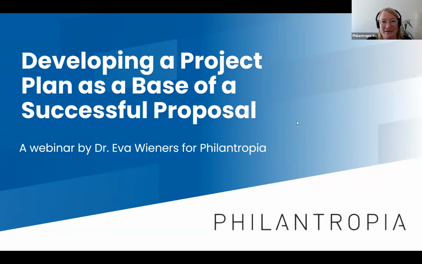My name, again, is Eva Wieners. I'm from Germany. I used to live and work in Nepal from 2012 to 2019. I also did my PhD there in geography, and my topic was sustainability of development cooperation projects. So that's a topic very close to my heart. I also worked with NGOs in Europe and in South America in fundraising and organizational development. And since 2018, I'm working with Philanthropia as a trainer, consultant, and content developer for the websites and the training platform.